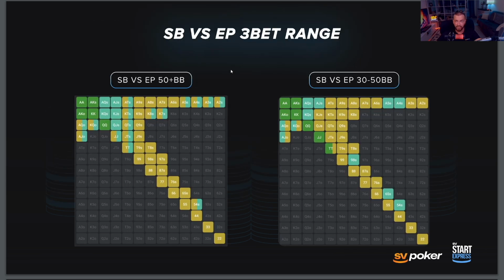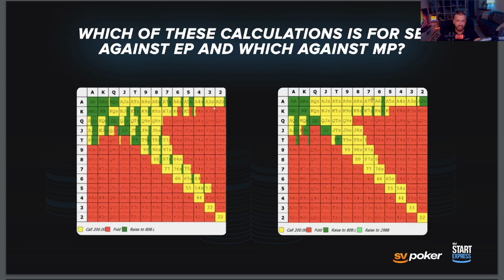Take a look at small blind at 50 big blinds against early position, the 3-bet range, and in stack sizes less than 50 big blinds. You see, there we want to 3-bet a lot at 50 plus big blinds, and there we do not want to 3-bet suited Broadway, like this middle part. Take a look at these two charts. Which one do you think is small blind against early position, and which one is small blind against middle position? It's very close.